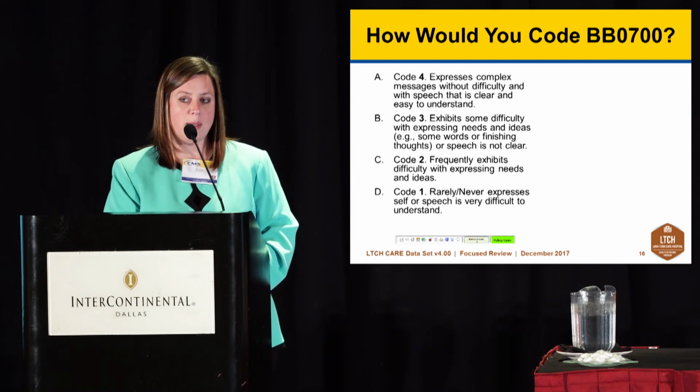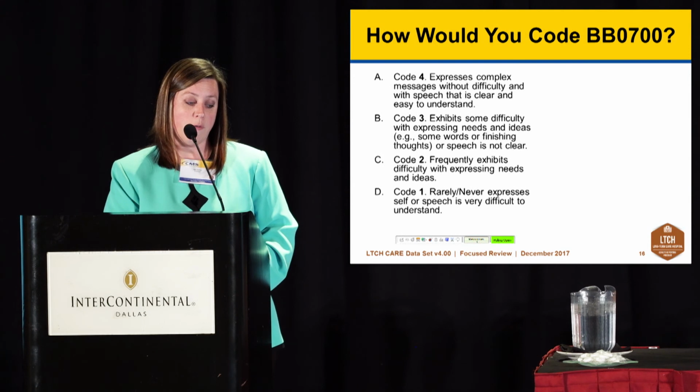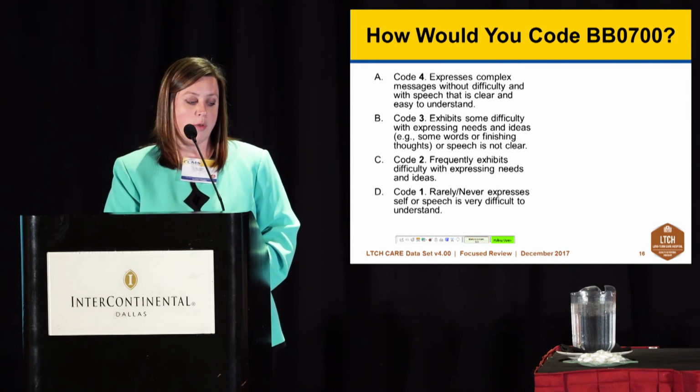And our choices for BB0700 include coding 4, express complex messages without difficulty and with speech that is clear and easy to understand. Code 3, exhibit some difficulty with expressing needs and ideas, or speech is not clear. Code 2, frequently exhibits difficulty with expressing needs and ideas. Or code 1, rarely or never expresses self, or speech is very difficult to understand.